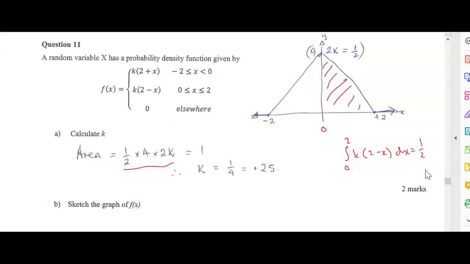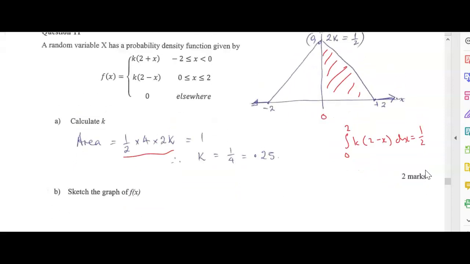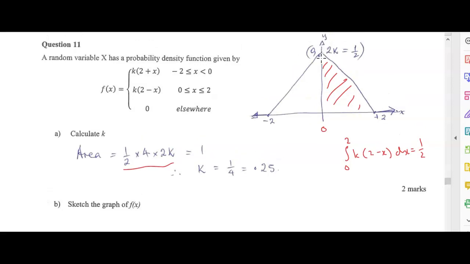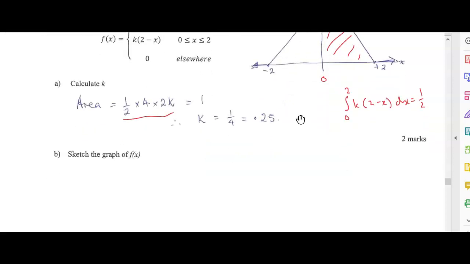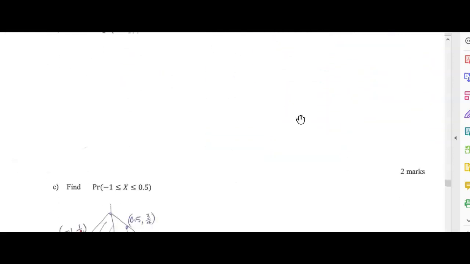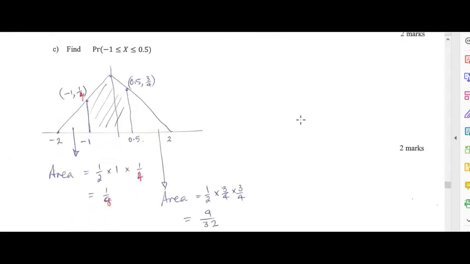All right, so k is equal to a half. When you're sketching it, that's what it looks like. Probably don't leave it as 2k up there. You should probably say what that y-intercept is.